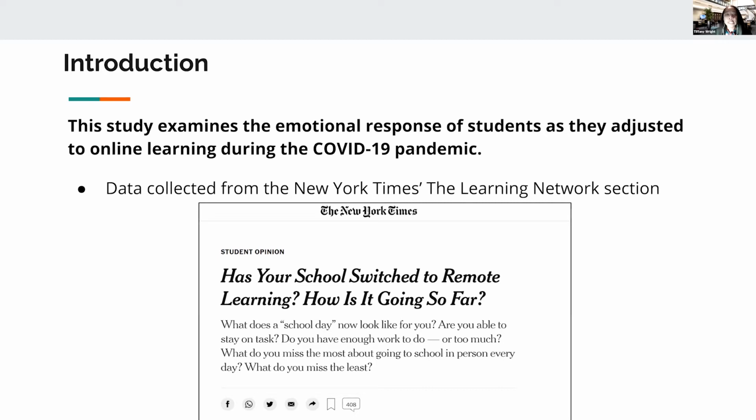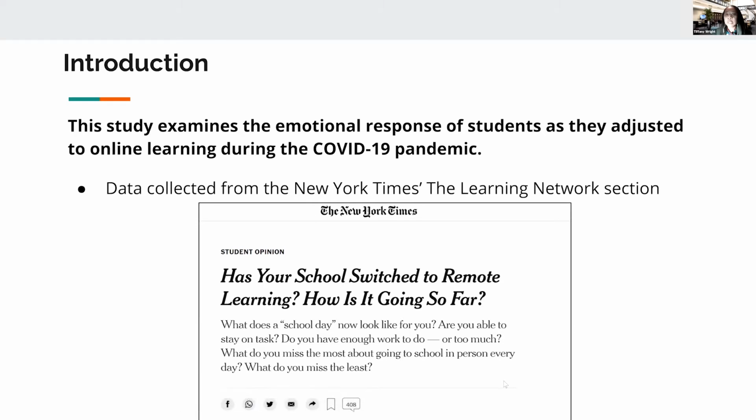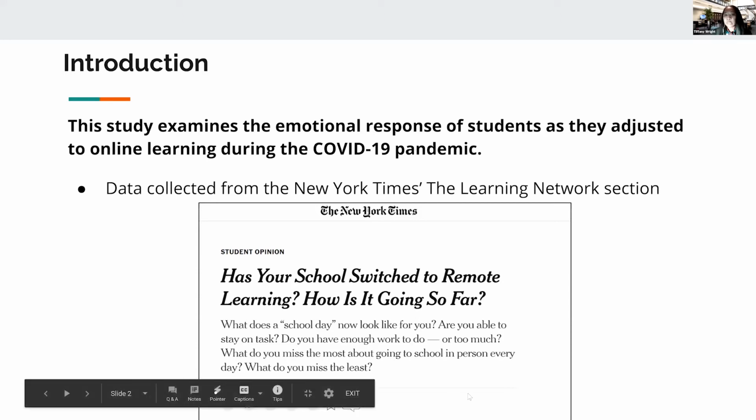So the study examines the students' emotional responses and how they were adjusting to online learning. We looked at the New York Times, the Learning Network section, and we collected data from a prompt that the students posted. And as you can see here, this was the prompt that they responded to. It was open to any students. They just had to put what school they were from. A lot of them did happen to be from the East Coast, but they were from other states as well.